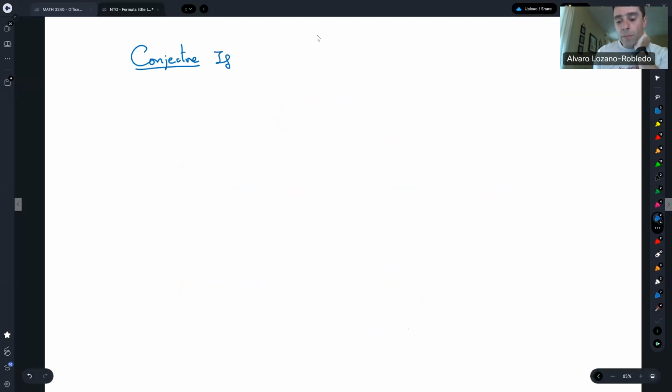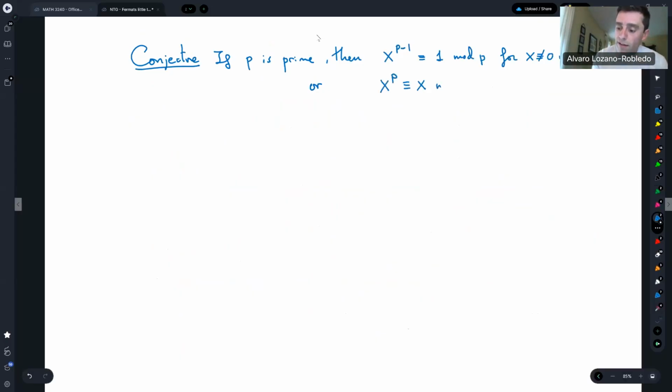Okay, so let's conjecture for now that if p is prime, then x to the p minus 1 is congruent to 1 modulo p for x not 0 modulo p. Or if you want, the property of the next column is that x to the p is congruent to x modulo p for all x, for all classes modulo p. This is in fact the statement of Fermat's little theorem, so it is true, but this is our conjecture.